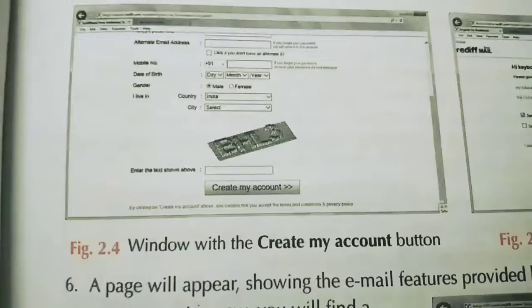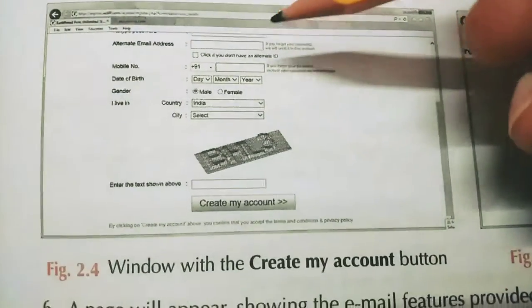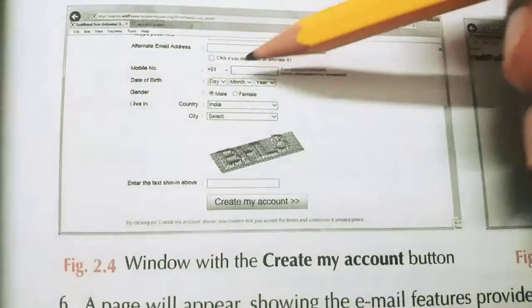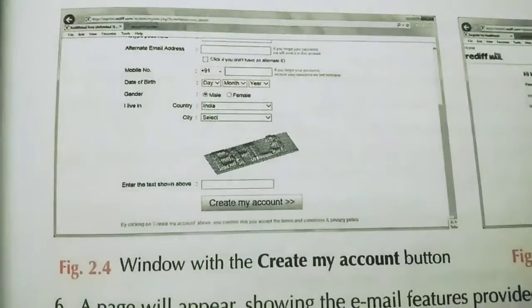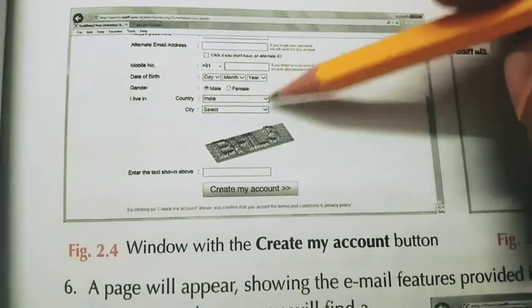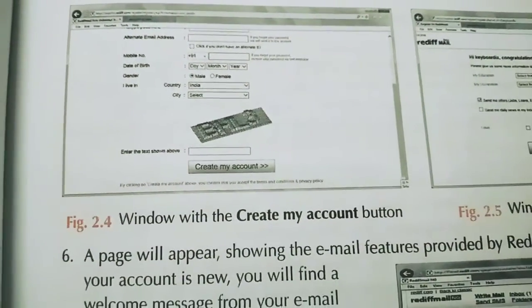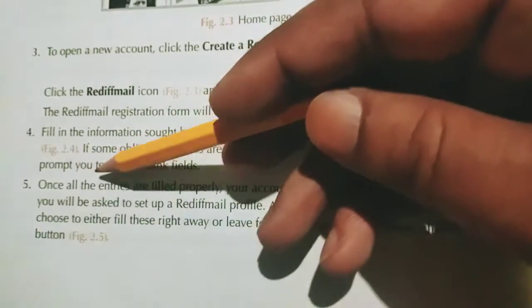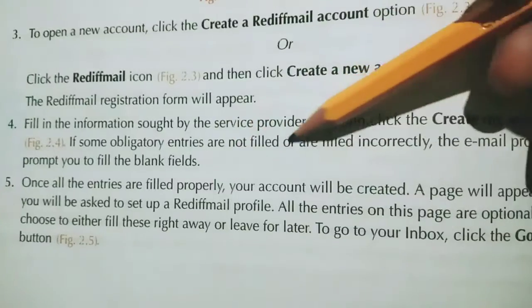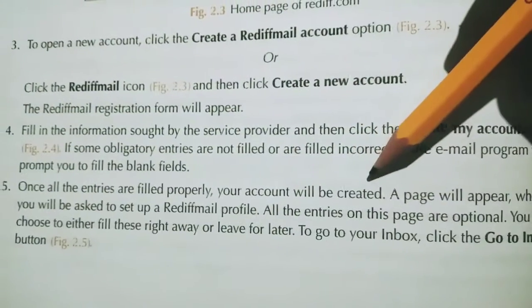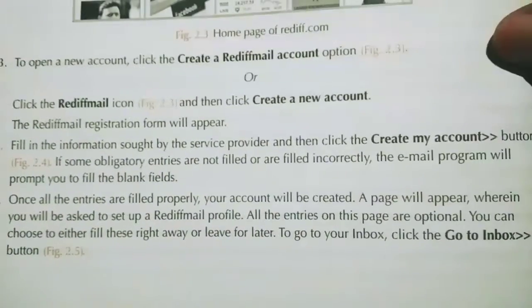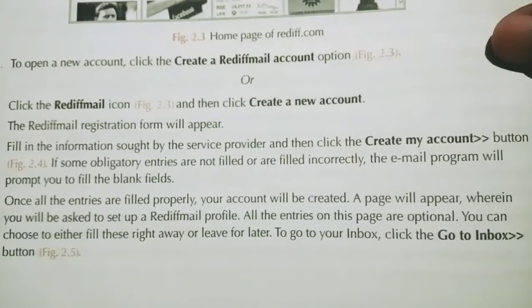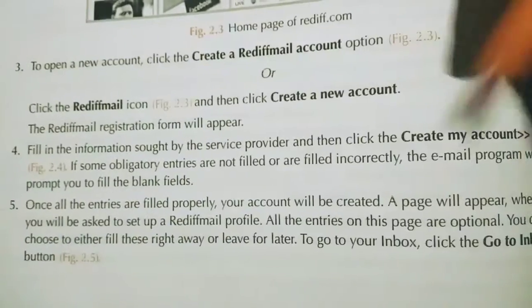So you can see this picture is given in the next page. See, these are the things you have to fill, like mobile number, date of birth, gender, I live in, which country you live, city. So all these small details you have to enter. So next, step number 5: once all the entries are filled properly, your account will be created. When you fill all the information correctly, then your account will be created and the next page will appear.